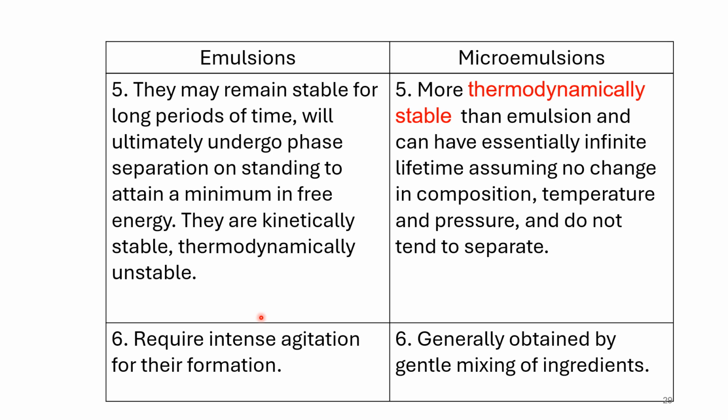The appearance of the emulsion is whitish, but microemulsions appear as transparent dispersions. In order to prepare emulsions, it requires intense agitation. But for the preparation of microemulsions, we just need to mix the oil, water, and surfactant as well as co-surfactant, and just gently shake it, and we will get the microemulsions.